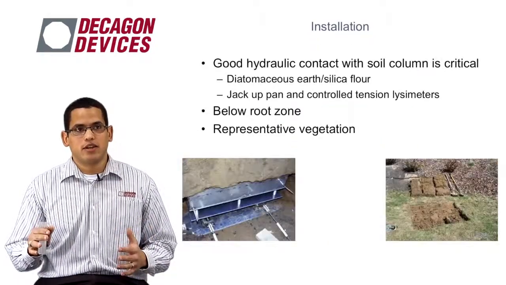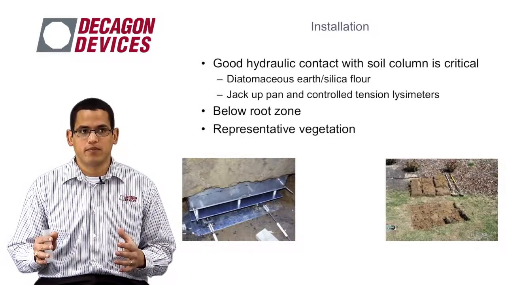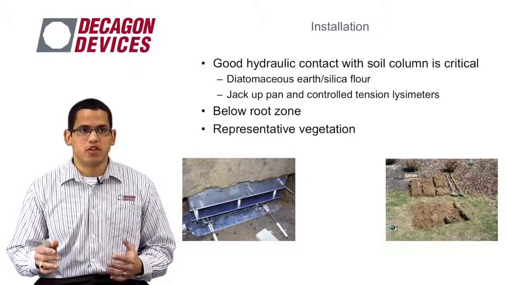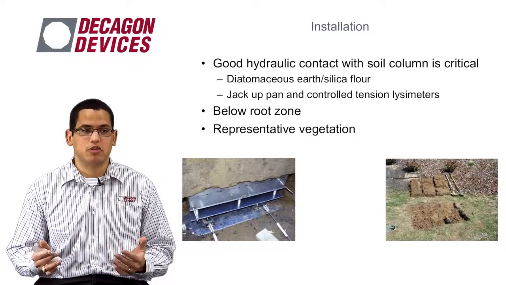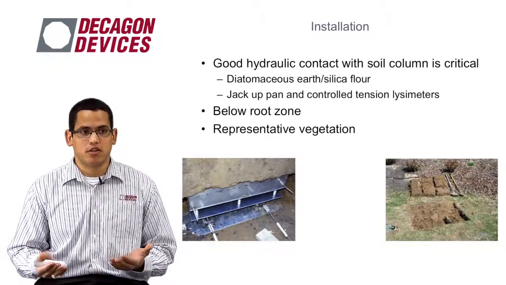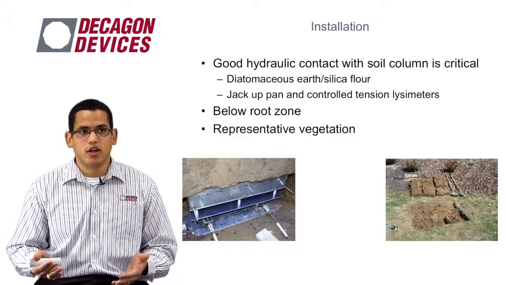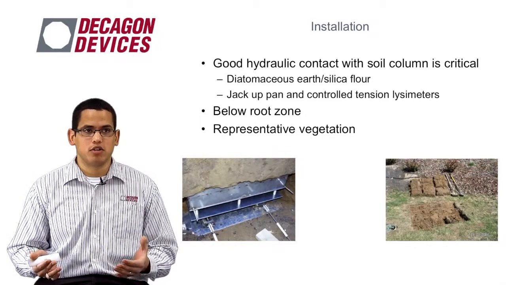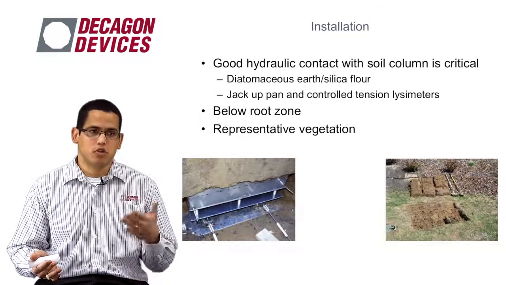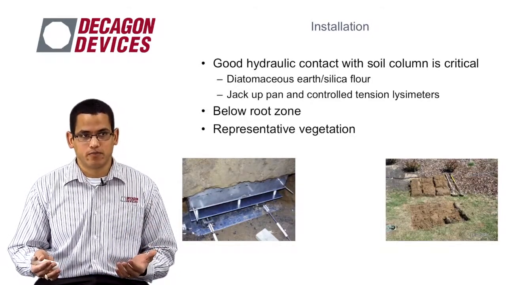It's also important that you have good hydraulic contact with the soil column. If you're using a pan lysimeter or a controlled tension lysimeter, it's important that you're able to press the lysimeter up into contact with the native soil, or if you're doing a horizontal installation. A good thing to do here is use diatomaceous earth or silica flour in between the soil and the lysimeter to help ensure good hydraulic contact.